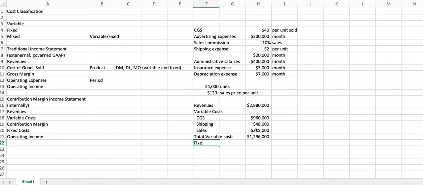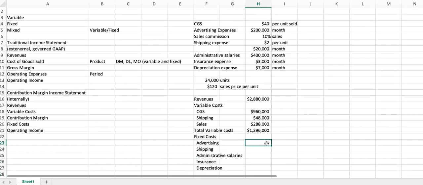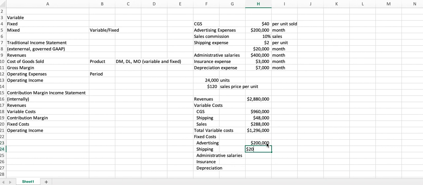And then I would have my fixed cost. And I would show my advertising, my shipping, the part that's fixed, my administrative salaries, my insurance, and my depreciation. So I would show each of those as my fixed expenses. Shipping was $20,000 a month, administrative $400,000 a month, insurance $3,000, and depreciation $7,000. Then I would have my total fixed cost.